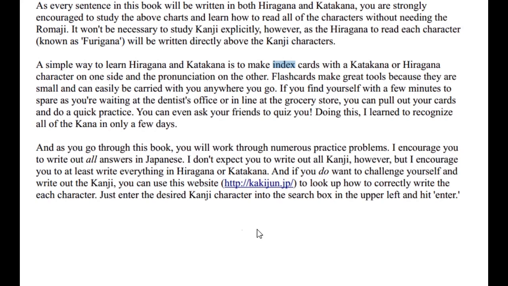And also, we're not going to learn kanji explicitly, but I encourage everyone as you go through this book to try to write some kanji characters. It's really a vital part of learning Japanese. And there's a really cool website right here, kakijun.jp. If you see a kanji character and you're not sure how to write it, you can get the stroke order and how to write it the correct way at this website. So just go here, input the character, and hit the enter button, and it'll take you to the page and show you how to write it. So if you're not sure how to write a character, go here, and it'll tell you.